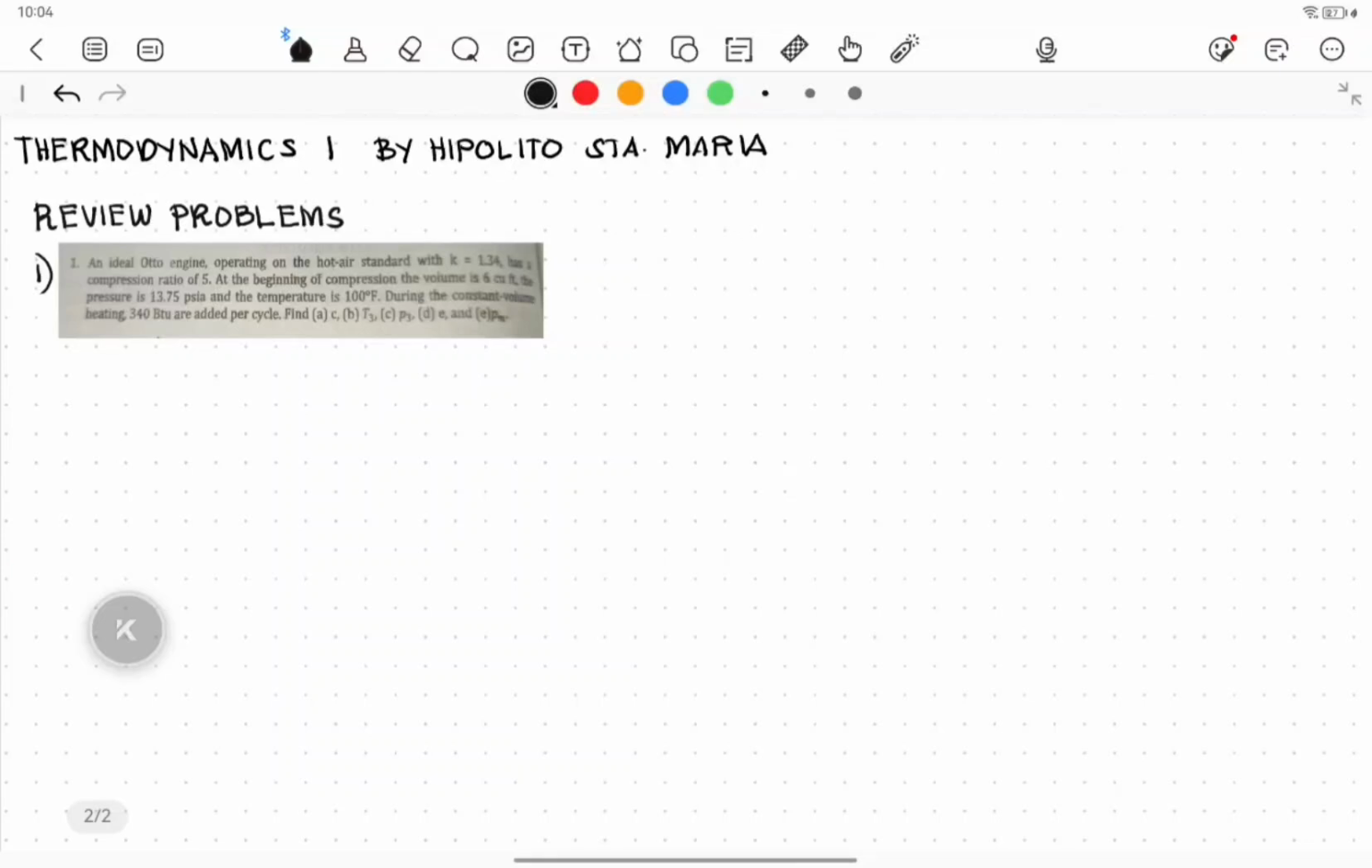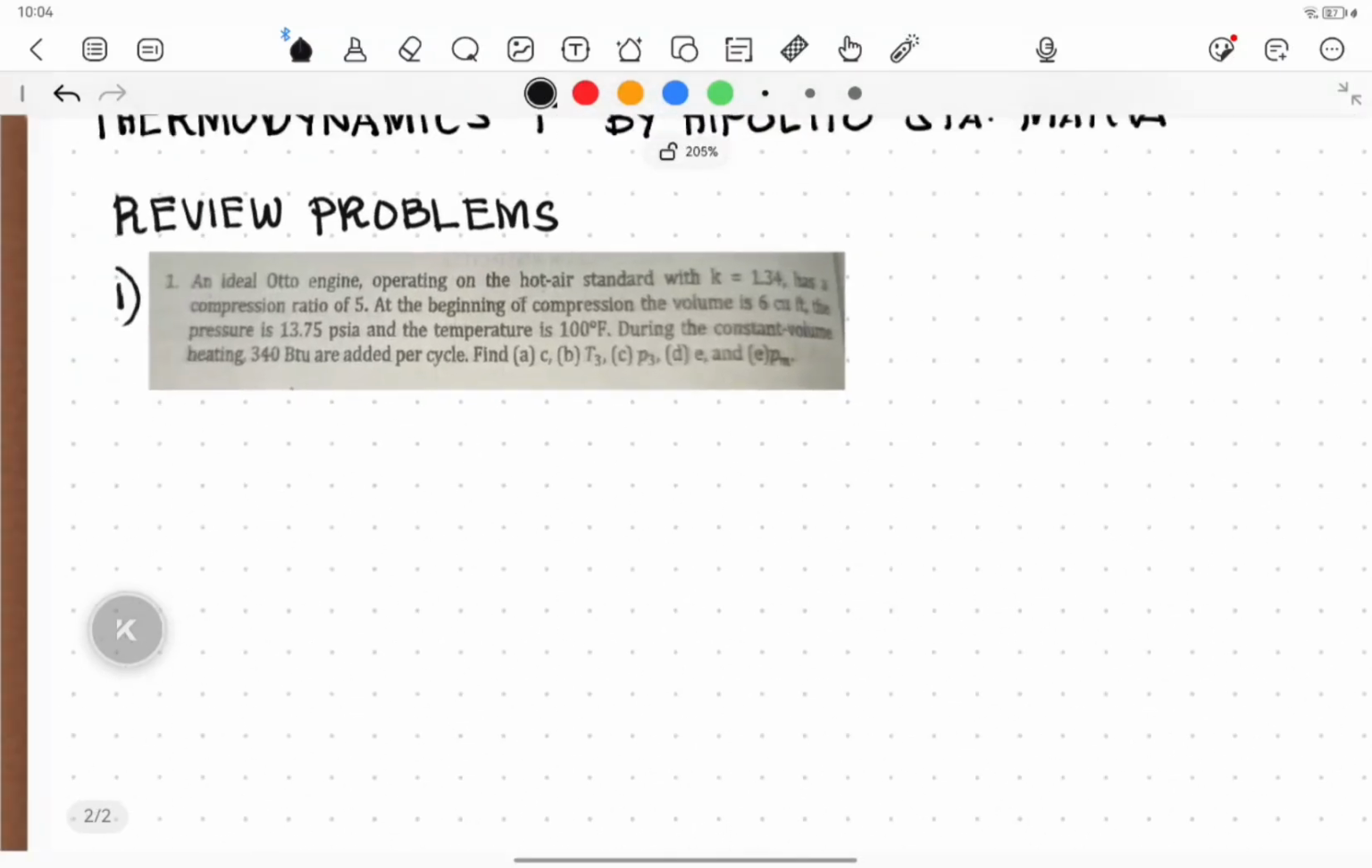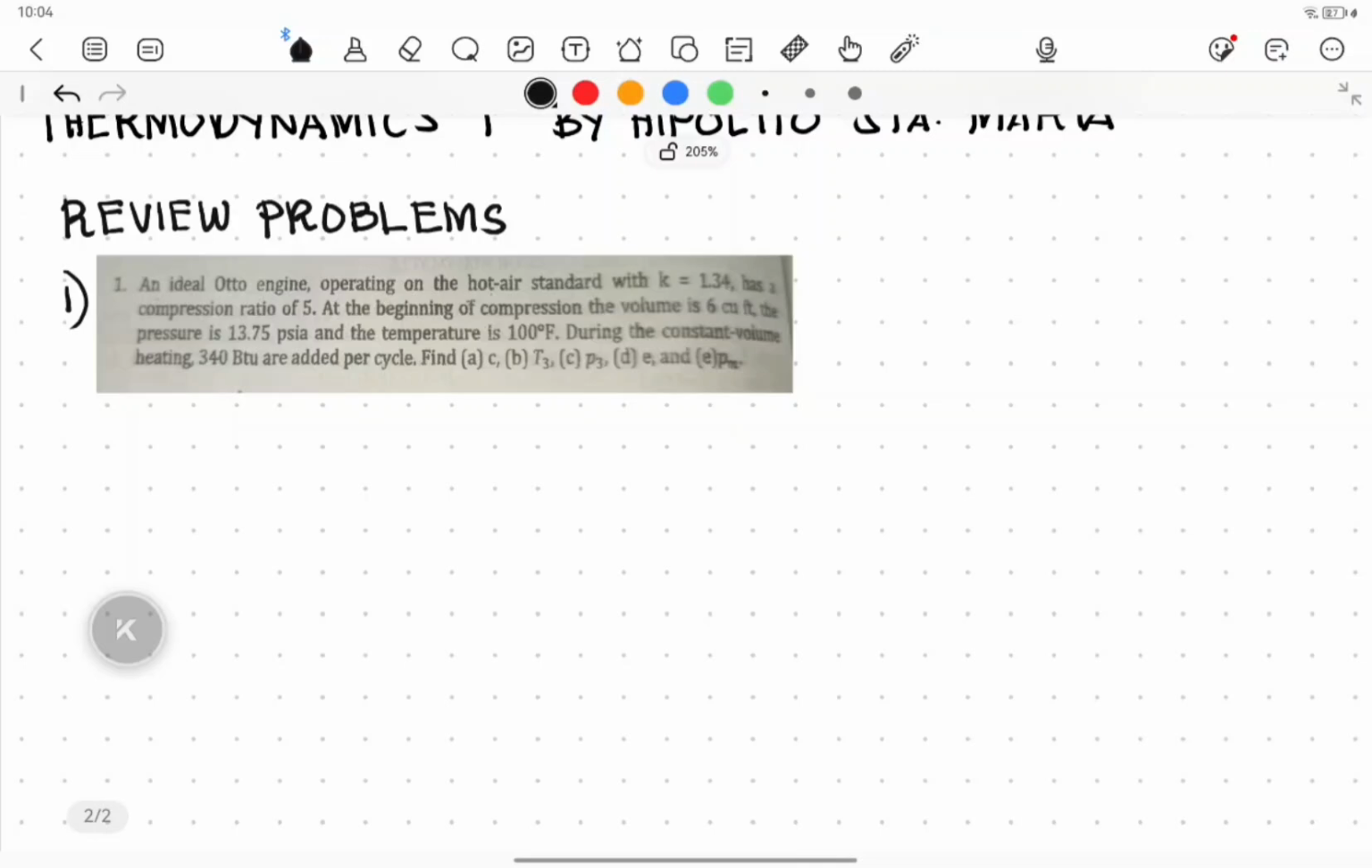Hello. So for today, we're going to answer the number 1 review problem for gas cycles in Thermodynamics 1 book by Hipolito Sta. So the problem is this: an ideal Otto engine operating on the hot air standard with K equals 1.34 has a compression ratio of 5.